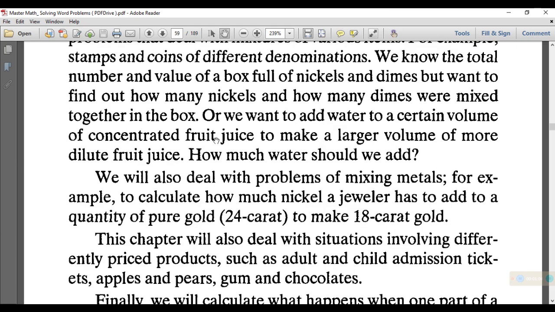Also, concentration. Isang example nito yung sa solution ng alcohol. Limbawa, mataas yung solution mo, 70%. How much volume should you add into your solution to make it 50%? Okay? Or dito, you want to add water to a certain volume of concentrated fruit juice to make a larger volume of more dilute fruit juice. So, ilan yung amount ng water na idadagdag mo?